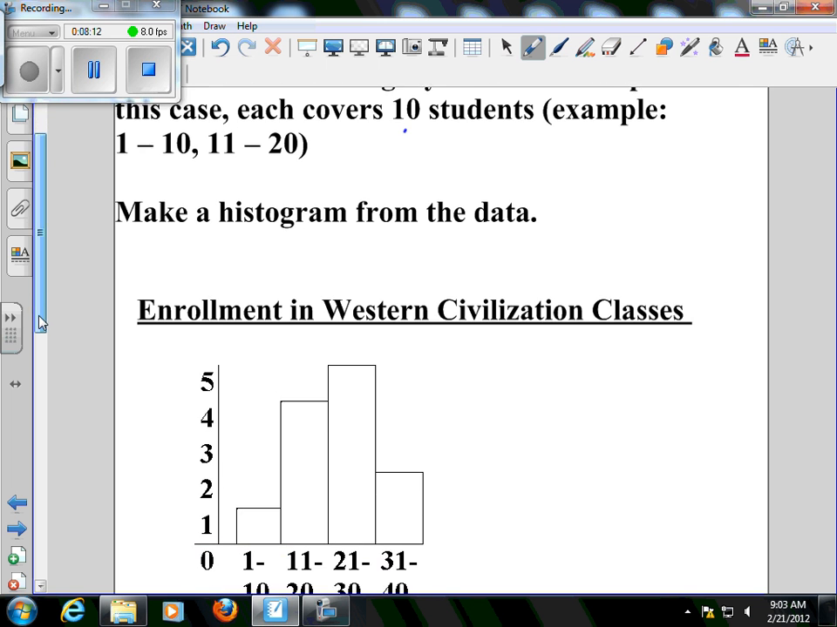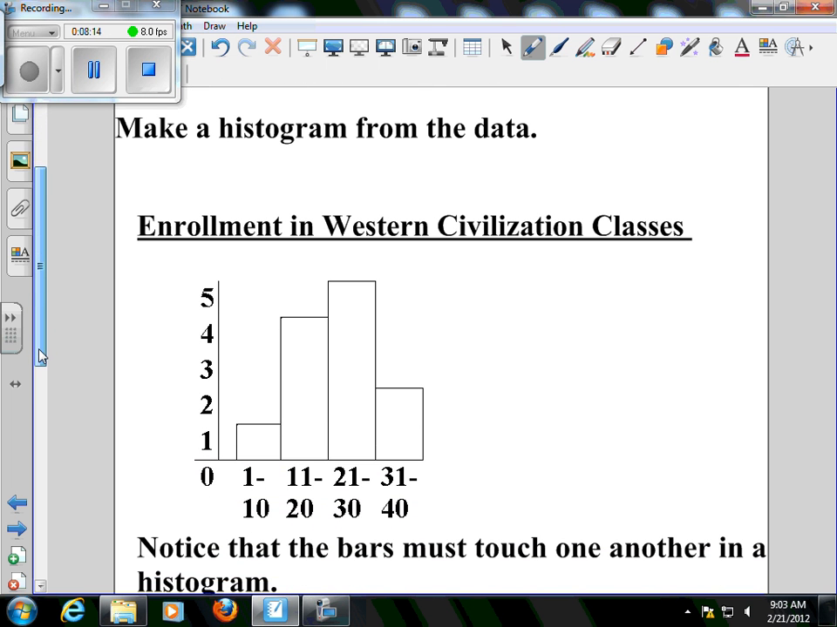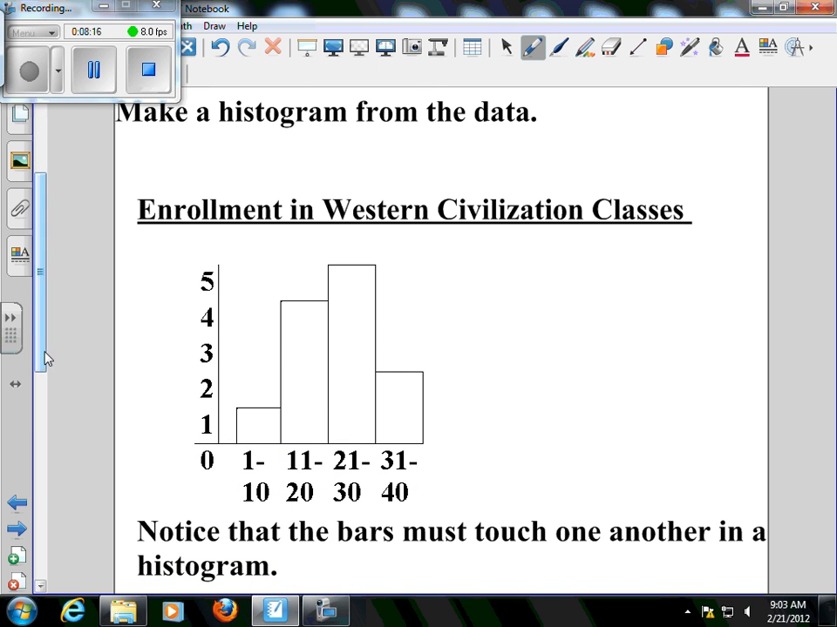And what we're going to do is use that data to make a histogram. And we're using the same categories that we used in our frequency table. In fact, the easiest way to make a histogram is to make your frequency table first and then take your data. And you're making a type of bar graph, but the difference between regular bar graphs and a histogram is that the bars actually touch.